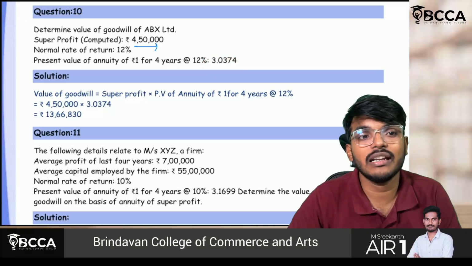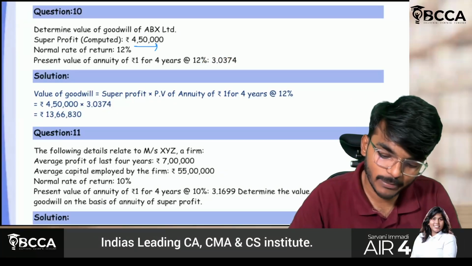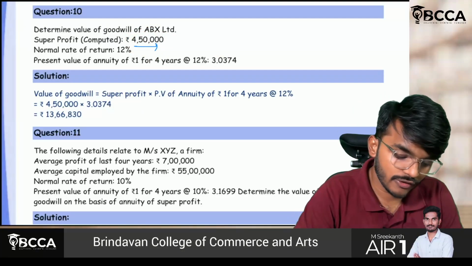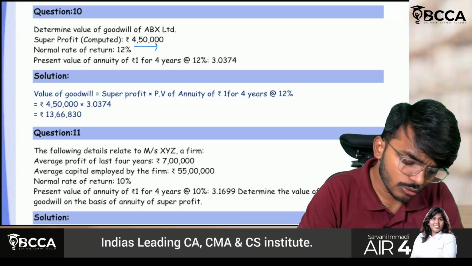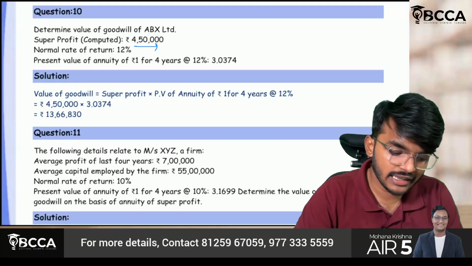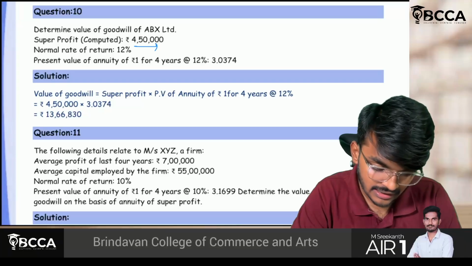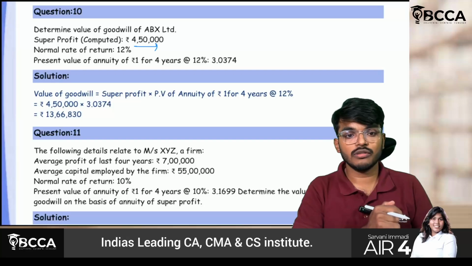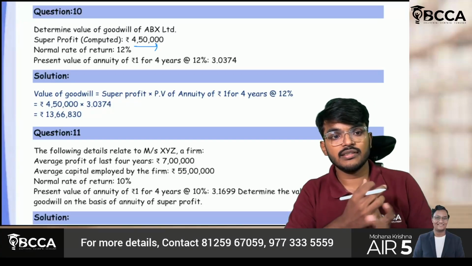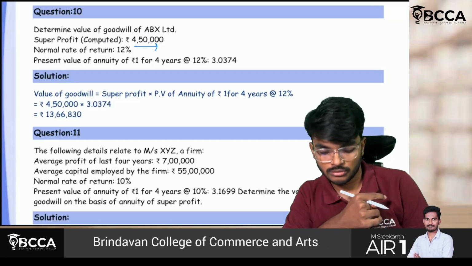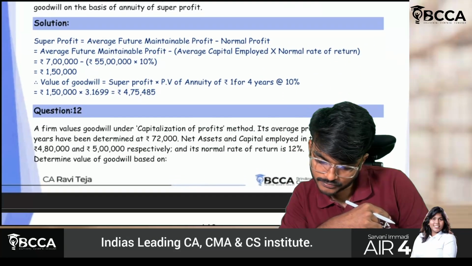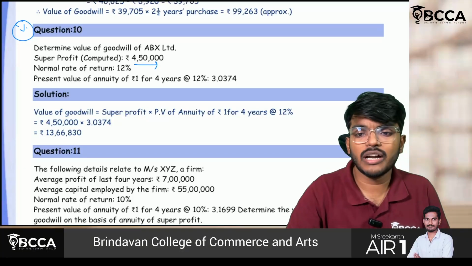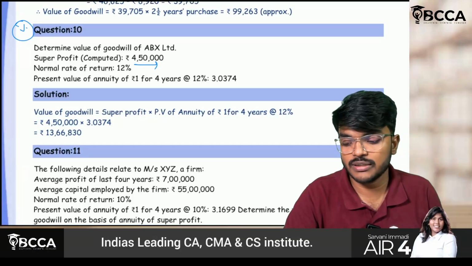Simply, you have to calculate goodwill as per the annuity method. Multiply the super profit by 3.0374. So 450,000 into 3.0374 gives you about 13,66,830. Please confirm if this point is clear. Do you want me to solve this question? I don't think it is necessary. If you are fine, let us ignore this question. I guess you have understood, so I am not solving it.